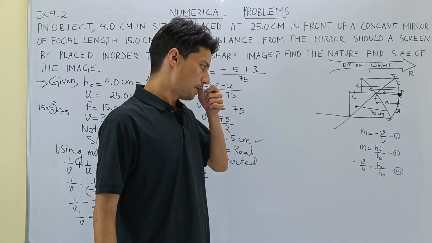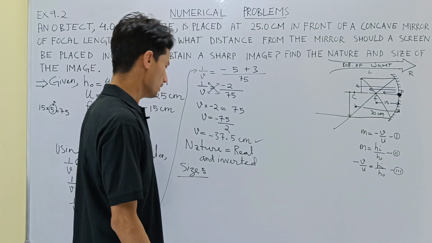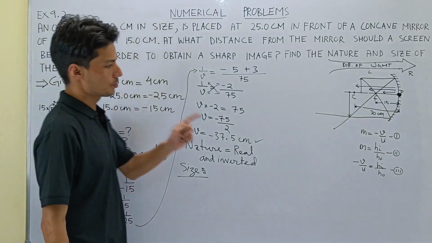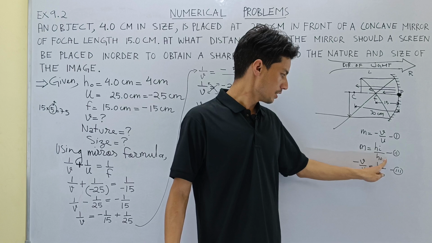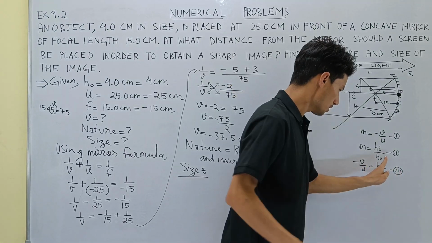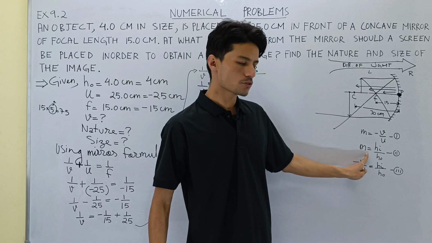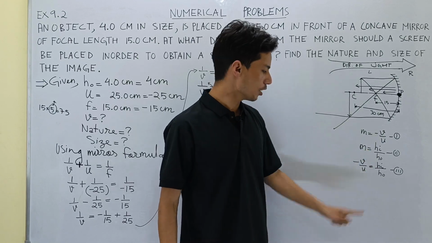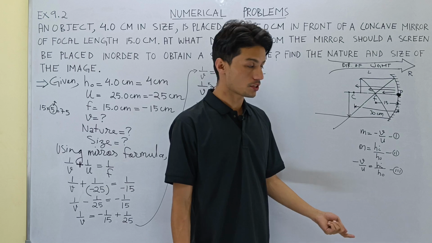Now, why didn't I use the second formula? Now see, ho is given to me, so you may be thinking, sir, we can of course use this also. But we have this ho, we don't have hi, we also don't have m. So in this formula, out of three quantities, we have two unknown quantities. So that's the reason why I'm not using it.